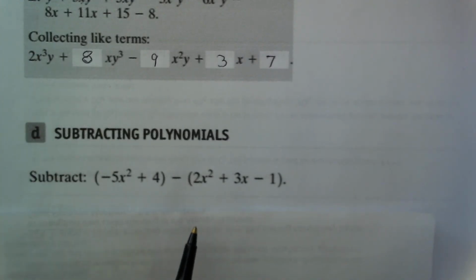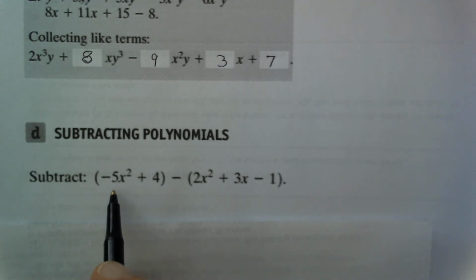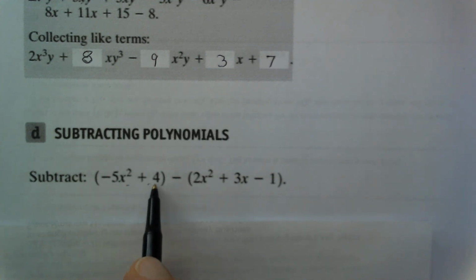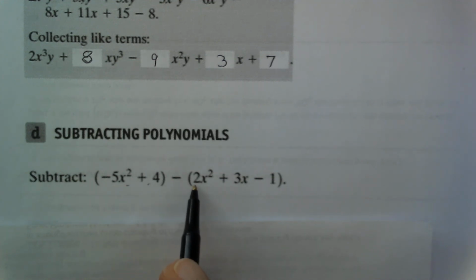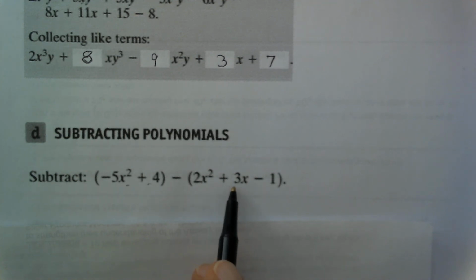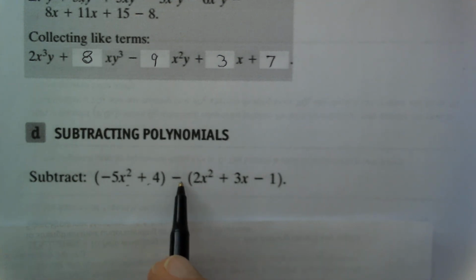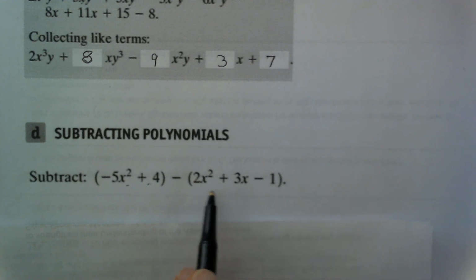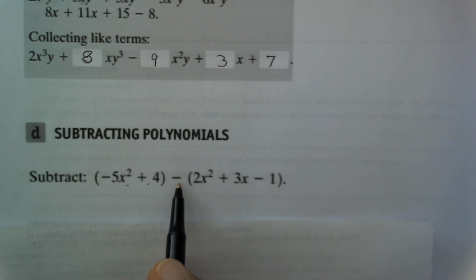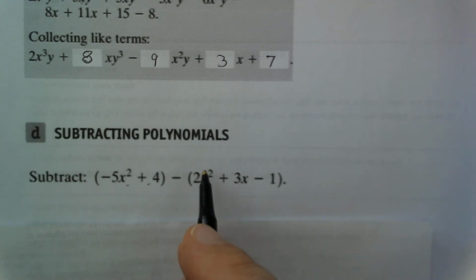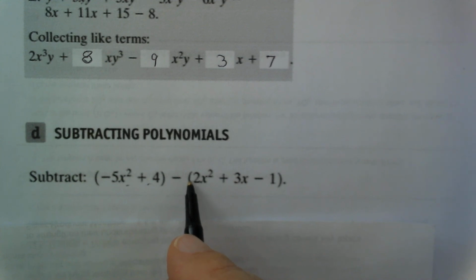Now, subtracting polynomials works very much the same way, except for one important difference. So here we're looking at two polynomials. One is minus 5x squared plus 4, and minus this polynomial 2x squared plus 3x minus 1. Now, the fact that the second set of parentheses is preceded by a minus sign, of course, indicates subtraction. But what it means for the purposes of removing the parentheses is as if we multiply each term inside the parentheses by minus 1.